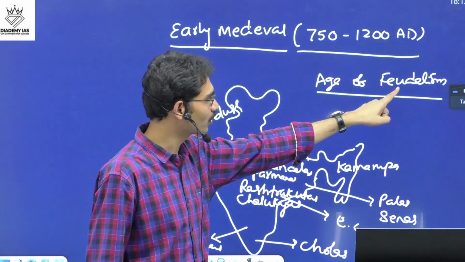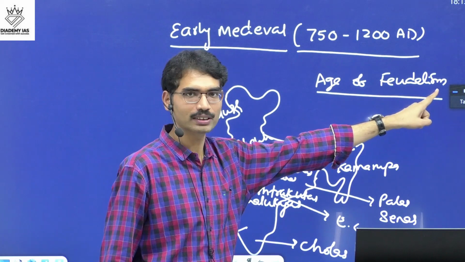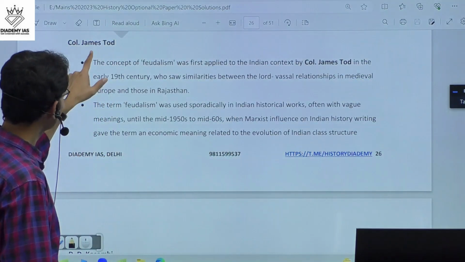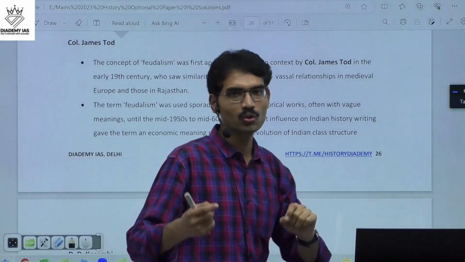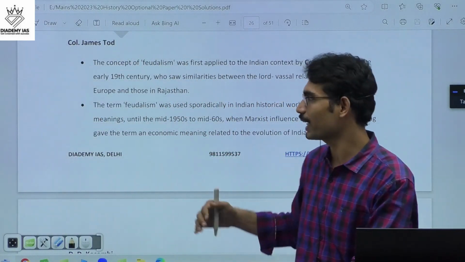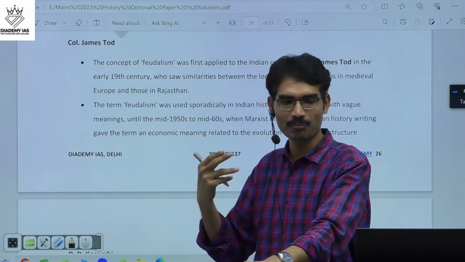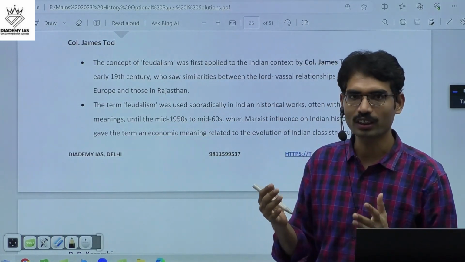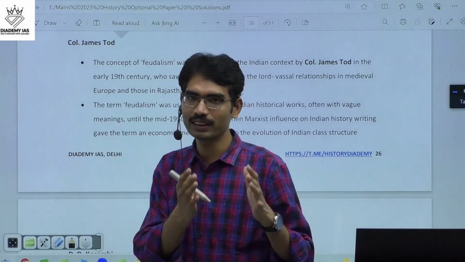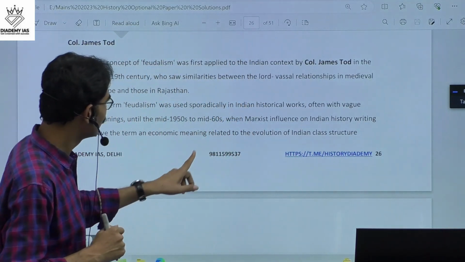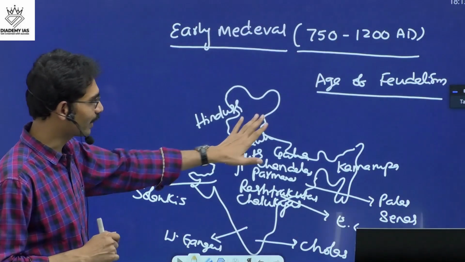This question is about who are the different proponents of Indian feudalism. James Todd was the one who for the first time described this time period as the feudal one. And what is the meaning of feudal one? They are comparing the Indian system with the European system. During this time period, in Europe, what was happening?